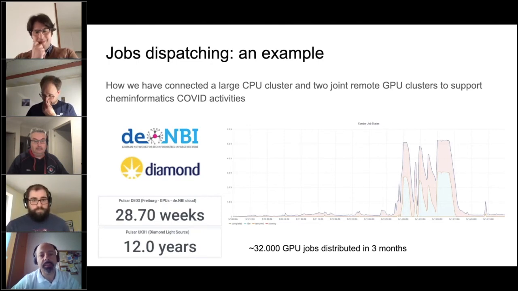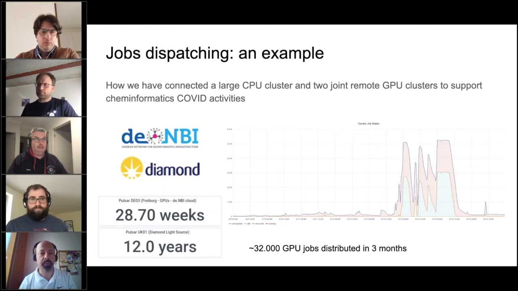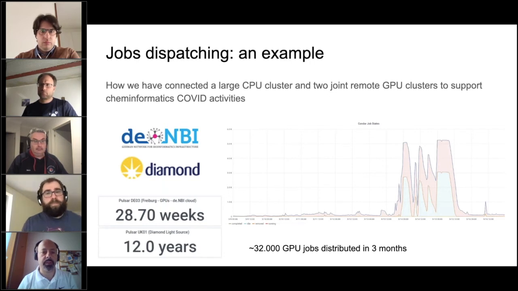And here I have an example of one of our largest Pulsar installations. In this case, it's a kind of hybrid Pulsar because we are using CPUs and GPUs. We are using resources from two remote sites: the Diamond Cloud from the UK, Diamond being the national synchrotron facility in the UK, and resources from de.NBI in Germany. In Diamond, we have 10,000 CPUs and 20 GPUs, and in de.NBI, we have 20 GPUs.